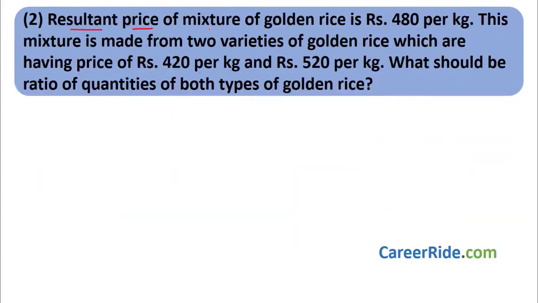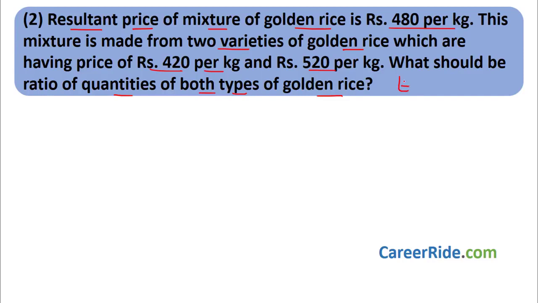The resultant price of the mixture of golden rice is rupees 480 per kg. This mixture is made up from two varieties of golden rice which are priced at rupees 420 per kg and rupees 520 per kg. What should be the ratio of quantities of both types of golden rice?